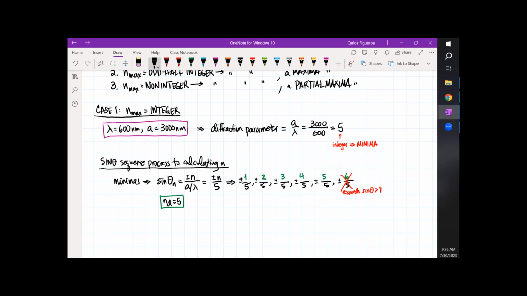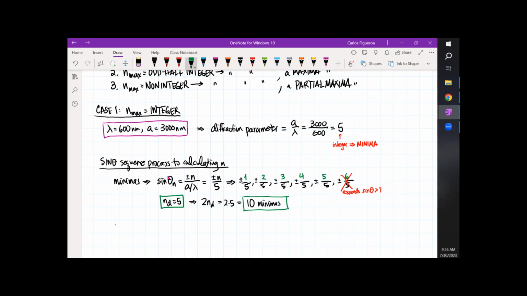Then we know that the minimas are symmetric. So this tells me that the number of minimas should be twice that, because they're going to be on the left and the right. So this will be 2 times 5, and this tells me that I have 10 minimas. If that integer tells me that there's a minima at the end of the diffraction pattern, that means that NC has to be smaller than ND.